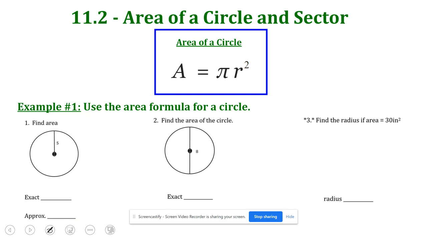All right, so example one, well, this is the formula for area of a circle. Area equals pi r squared. And a lot of times they're just going to give you radius or diameter, and then you just punch it in and find your answer. Like the first one, since 5 is the radius, find the area. You do area equals pi times r squared. Well, that's 5 squared, which is 25. So when you put in your exact answer, it's going to be 25 pi.